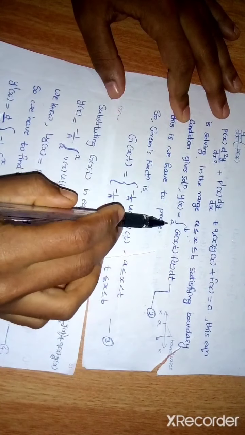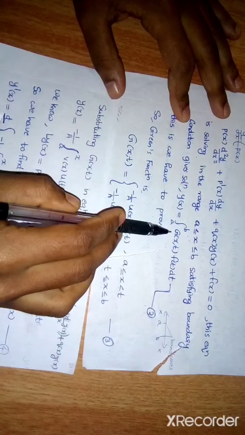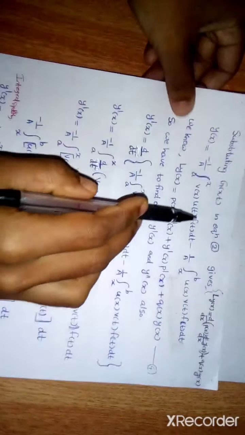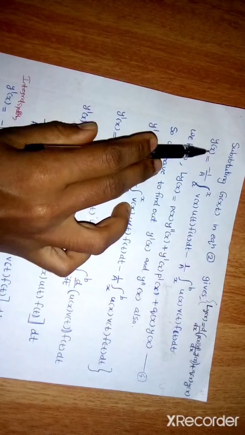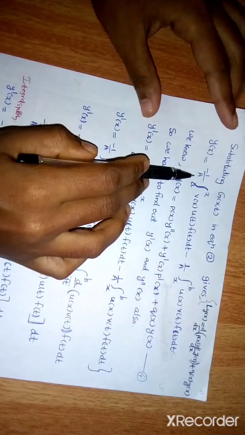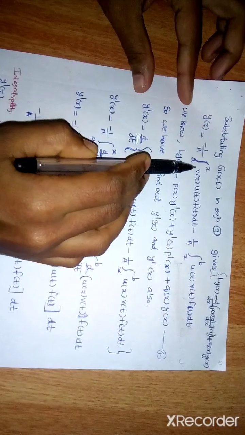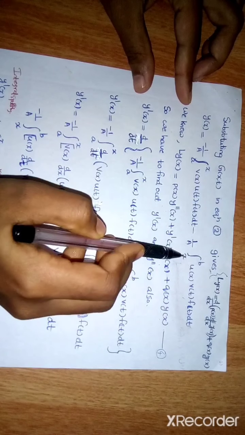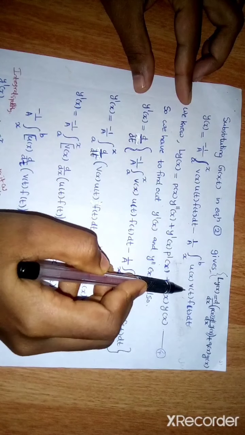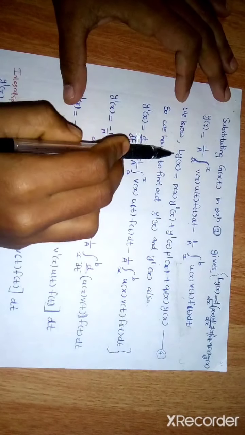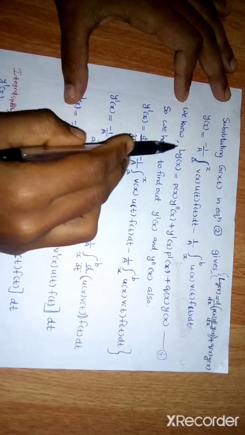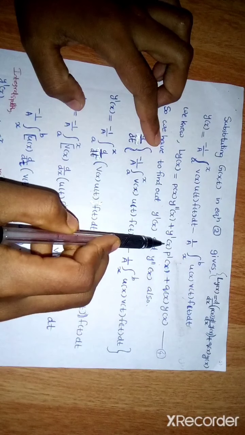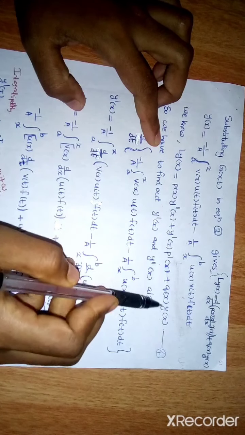Now what we are going to do? We have the second equation. In the place of g(x,t) we are placing this value. So the second equation becomes y(x) = -1/A ∫ from a to x of v(x) u(t) f(t) dt - 1/A ∫ from x to b of u(x) v(t) f(t) dt. And we know the value of Ly(x) = p(x) y''(x) + y'(x) p'(x) + q(x) y(x).